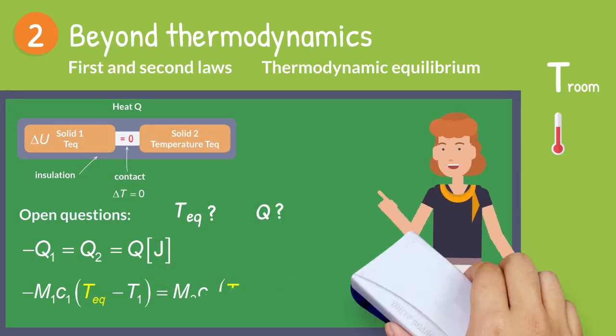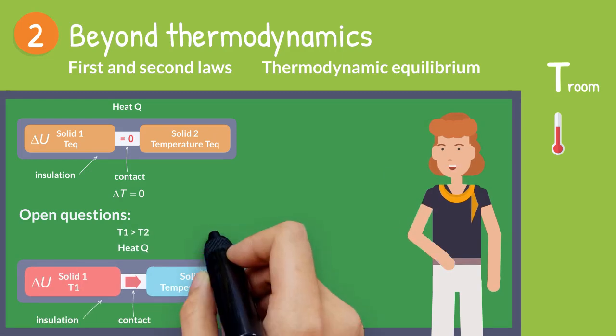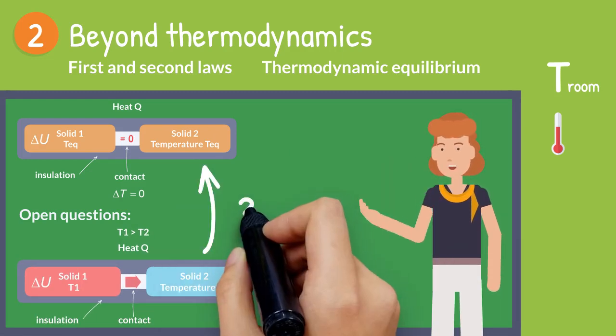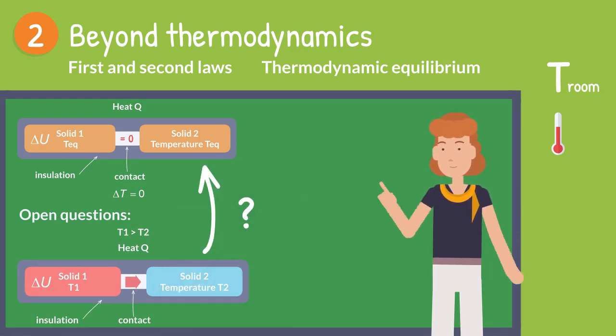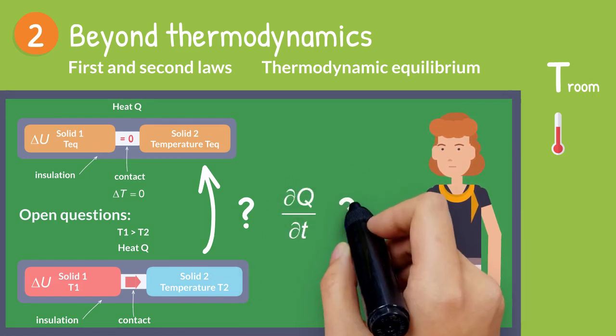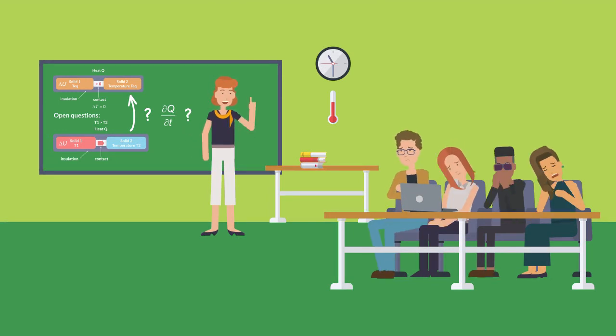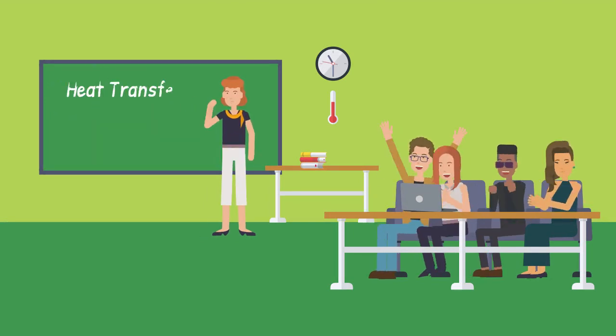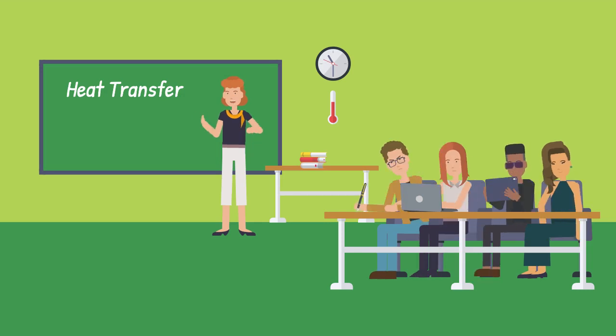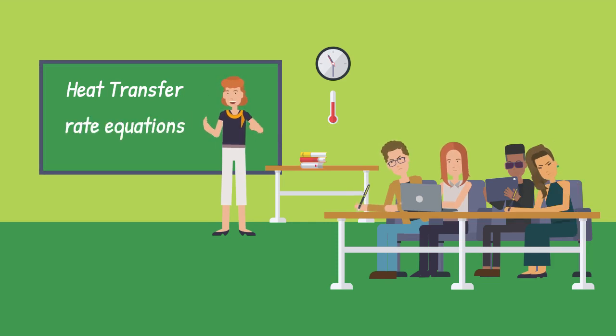Let's make new open questions. How does the process of reaching thermal equilibrium take place? At what velocity does it take place? These questions are not answered by thermodynamics. The discipline of heat transfer seeks to quantify the rate at which heat transfer occurs in terms of the degree of thermal non-equilibrium. This is done through the rate equations.